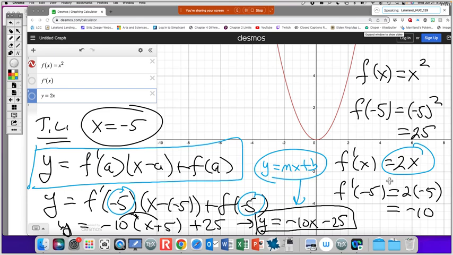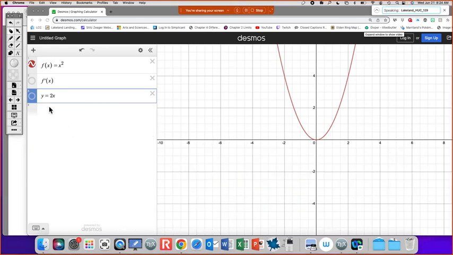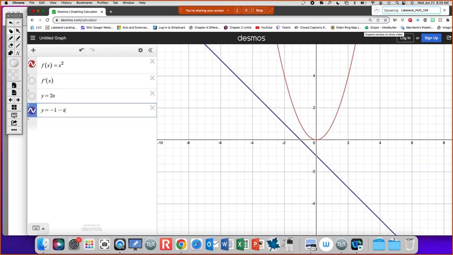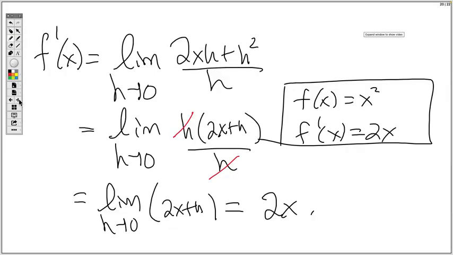Now, what's the ultimate check? If I graph the function near x equals negative 5, and I graph the tangent line near that point, when I look at their graphs, they should be what? Very similar, so let's do that. I'm going to graph y equals negative 10x. Was it minus 25?